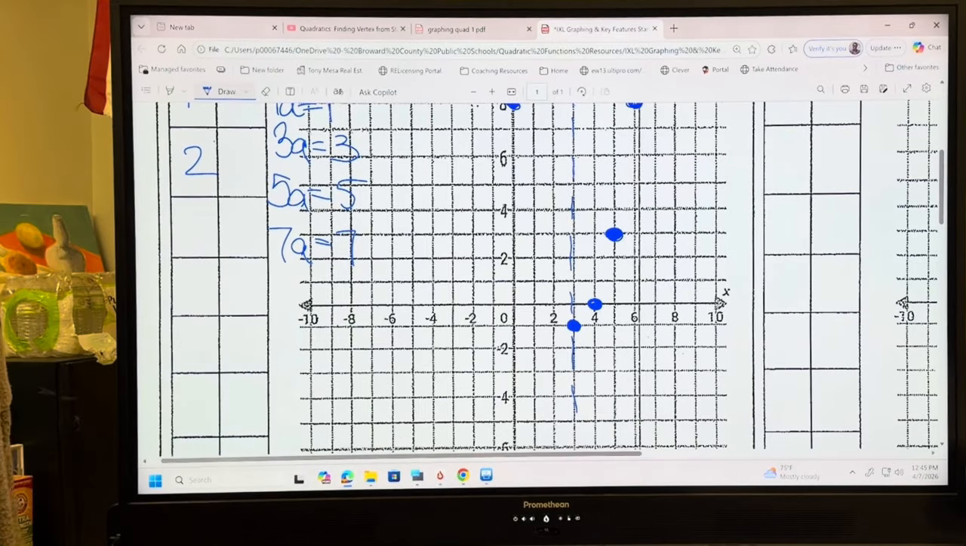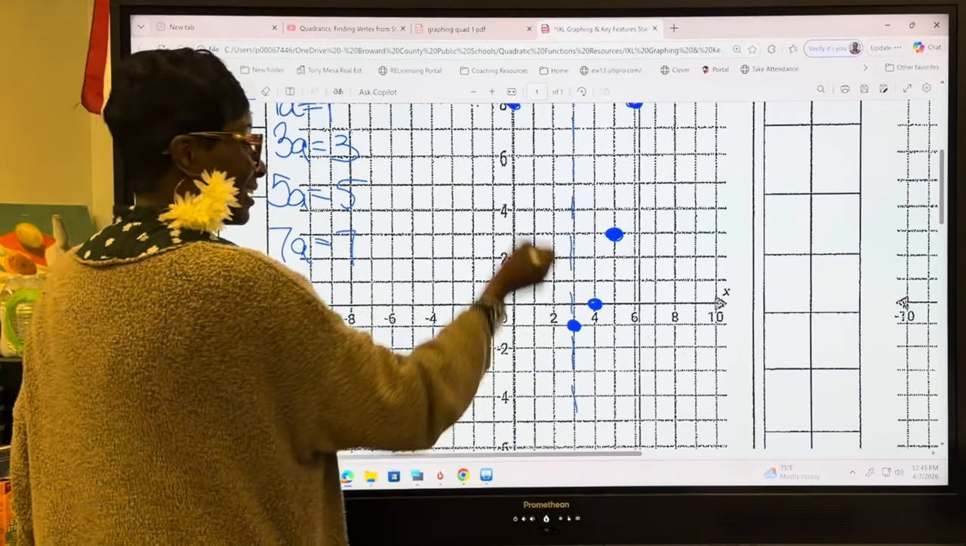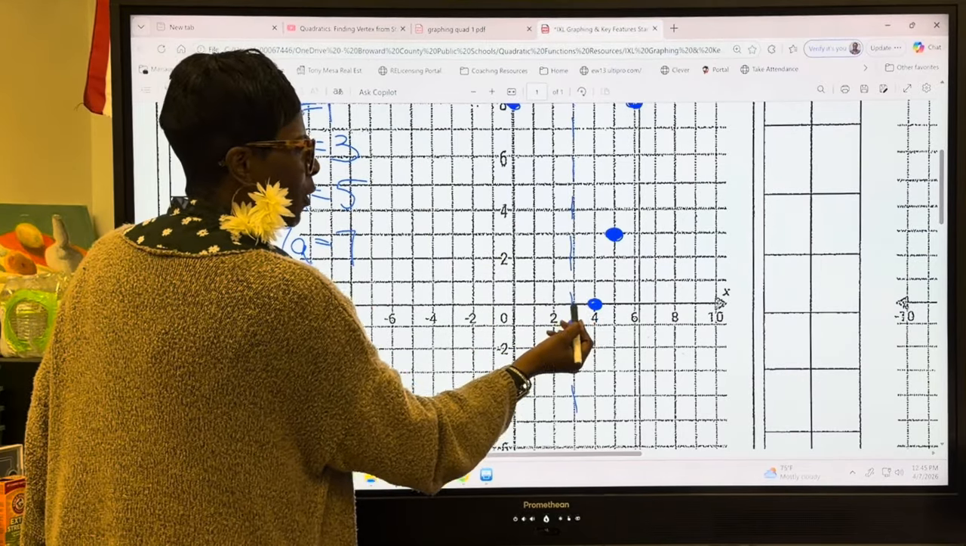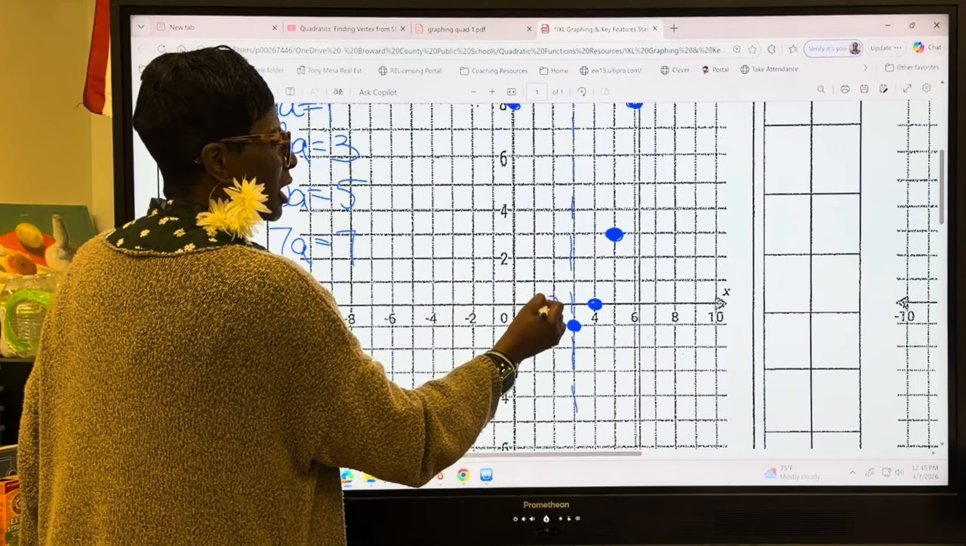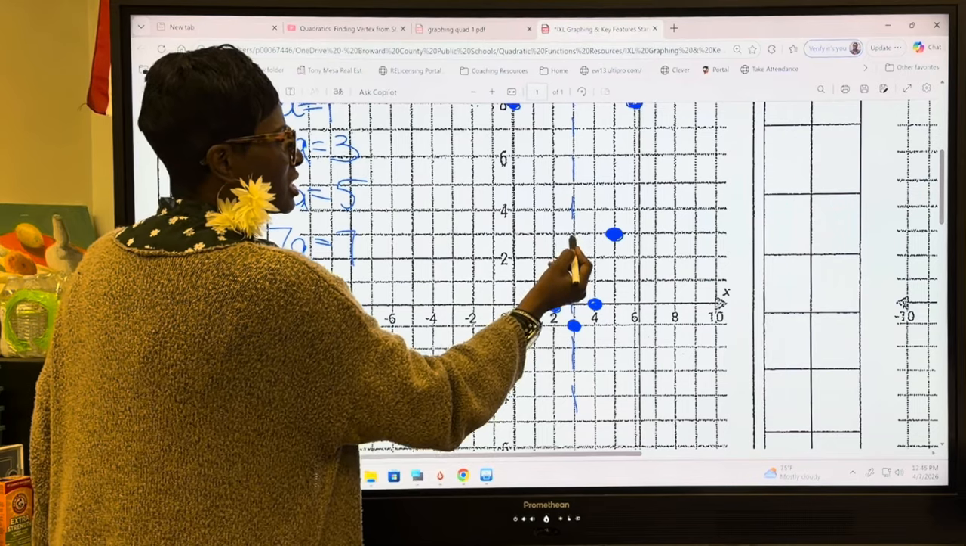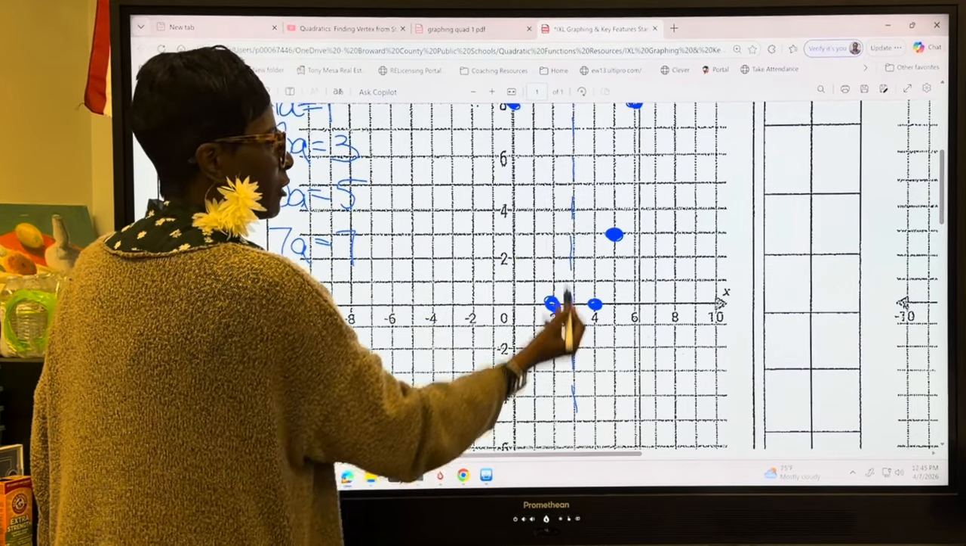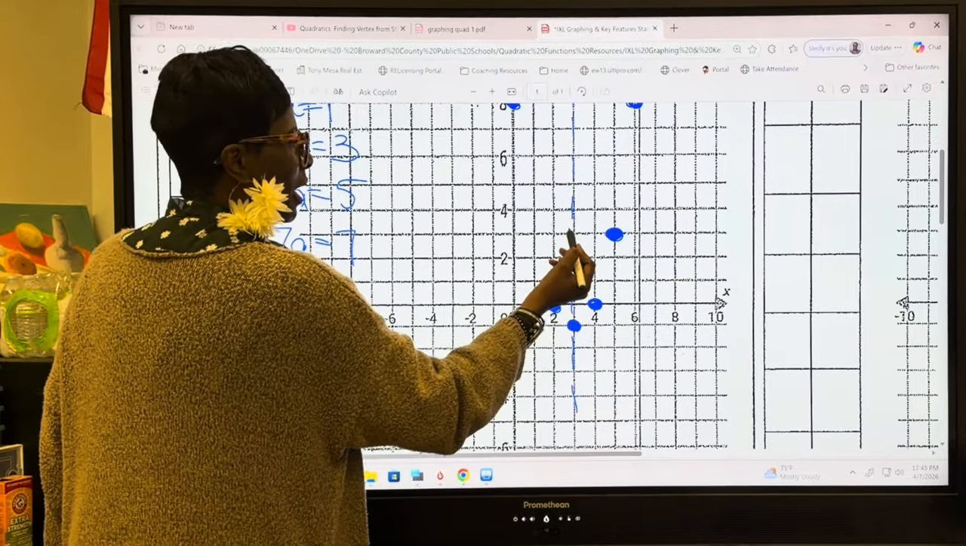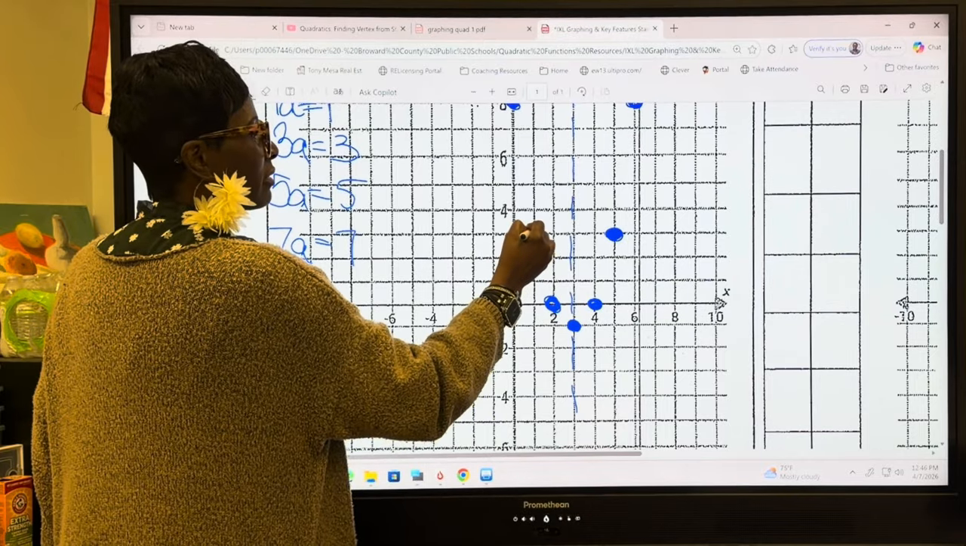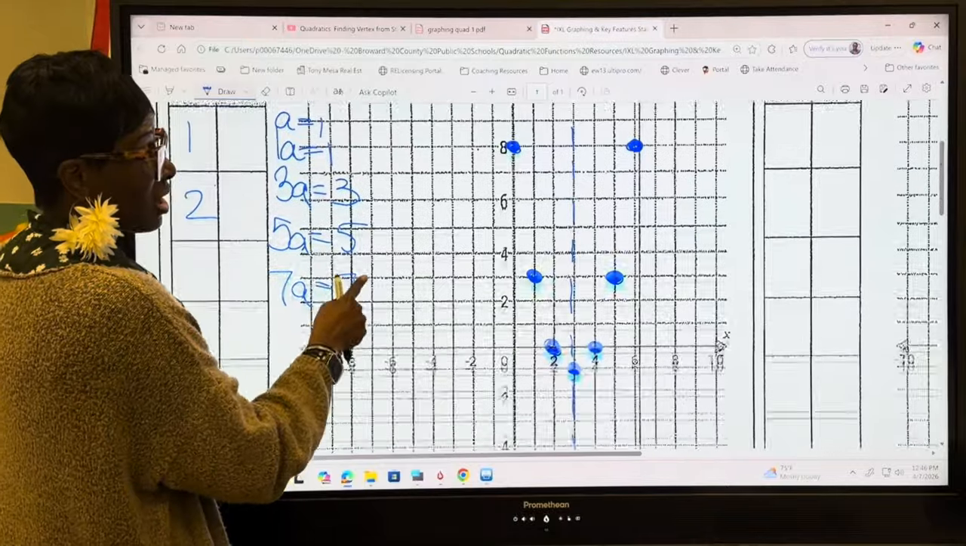That's it. That's really it. Because what can I do to get this other side? Reflect. This is 1 point to the right. I need 1 point to the left. This is 1, 2 to the right. That's why that axis of symmetry is so important, right? It's your reflection line. 1, 2 to the right, so 1, 2 to the left. And guess what, y'all? Aren't I done?